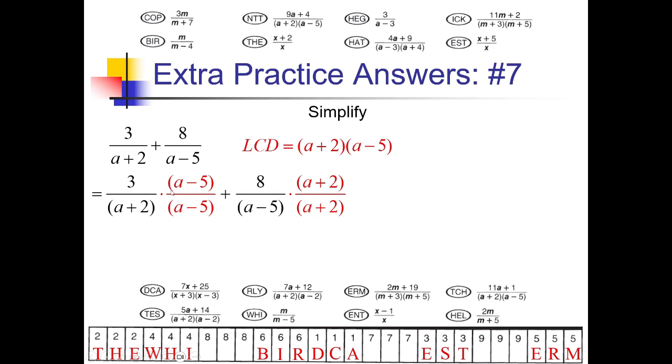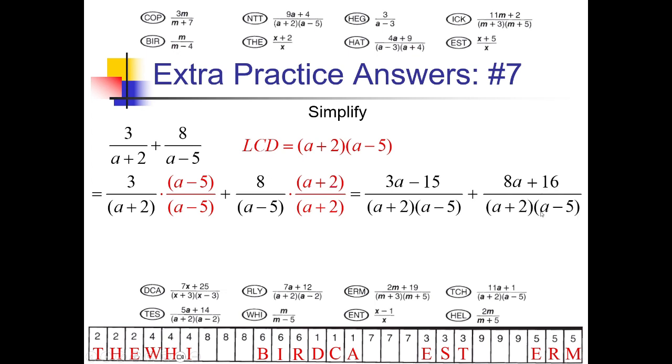And let's go ahead and simplify this a little bit before I try to combine anything. So for my first fraction, distributing that 3, we've got 3a minus 15 all over the LCD, a plus 2, a minus 5. Second fraction, 8a plus 8 times 2 gives us 16. And again, the LCD gets carried over there. That was the whole idea of what we multiplied by. So let's combine stuff now since we have the same denominator. Keeping my LCD the same, we've got 3a plus 8a is 11a, and then negative 15 plus 16 is going to be positive 1.